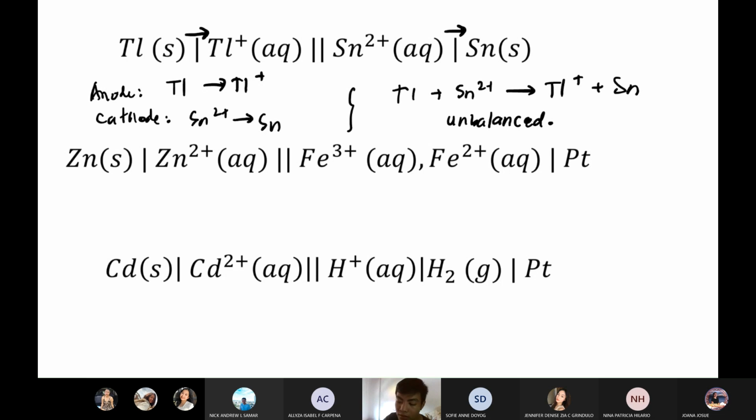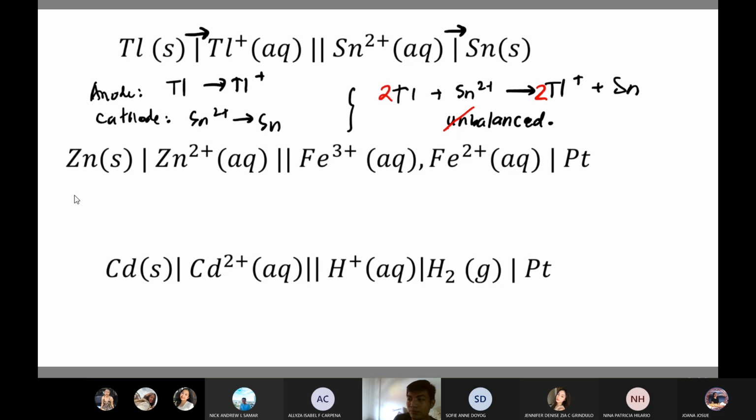Pero ibigay ko na yung coefficients. Since madali lang naman yan i-balance. Ayan. So, kapag binalance mo, yan na yan. Okay? So, I want you to practice on this. Okay? Practice lang kayo dyan.